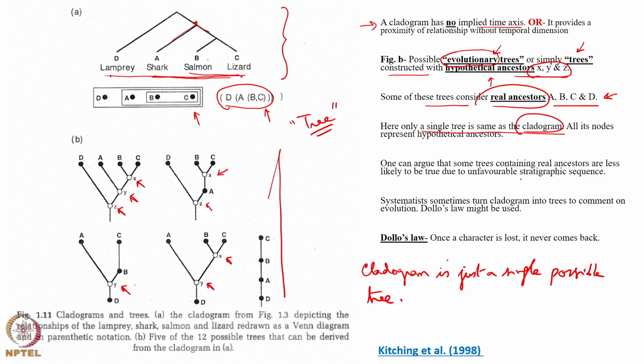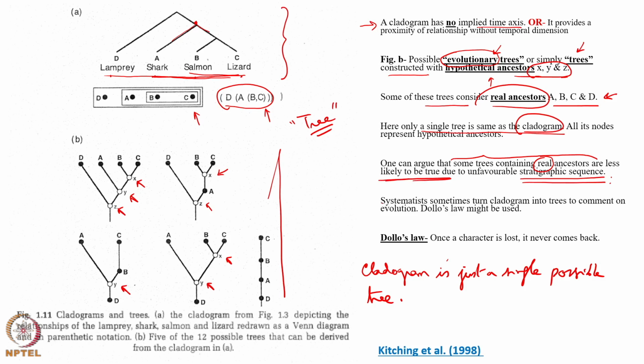Now, here comes the importance of stratigraphic sequence. In fact, from the next slide onward, I am going to present you the importance of stratigraphy in these studies, and that is the reason I am bringing the cladistics discussion in the stratigraphy lecture. We can find out in subsequent slides that some trees containing the real ancestors are less likely to be true. We will see them, how stratigraphy plays importance.